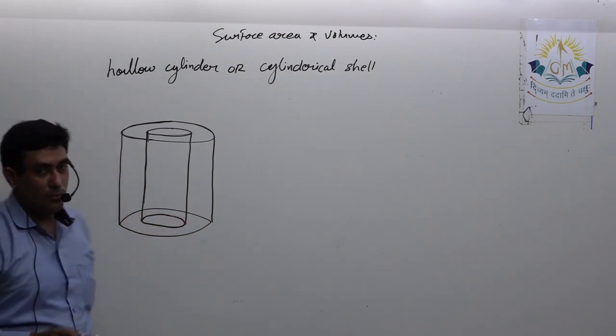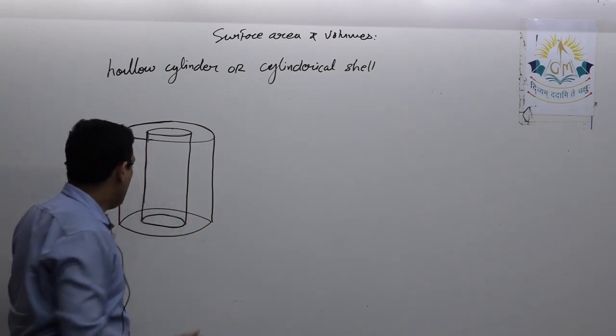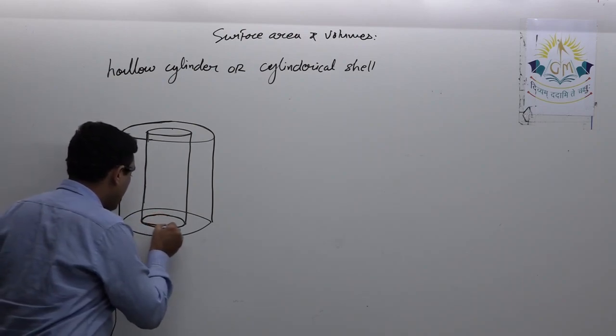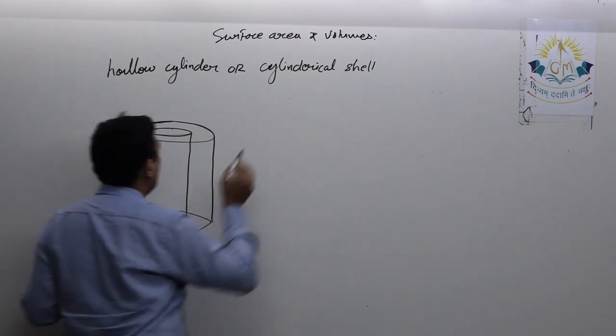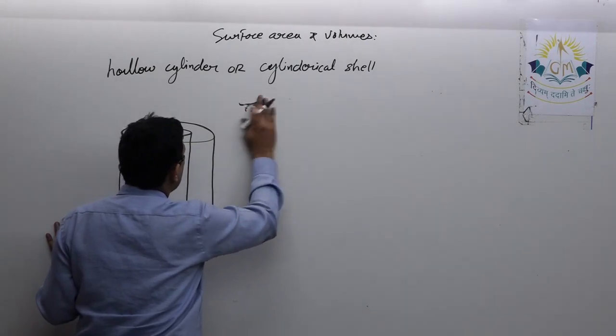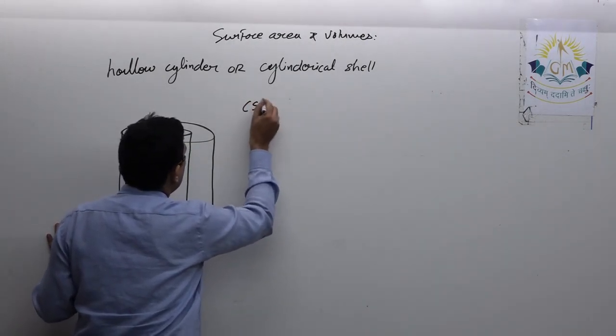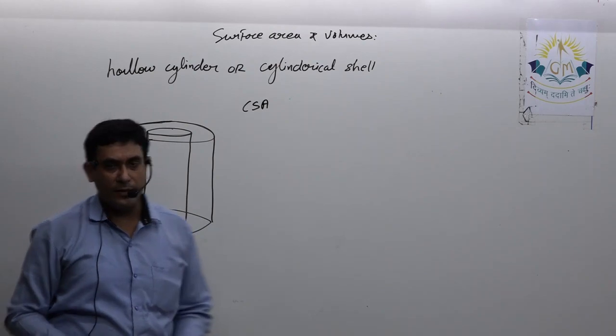Okay, so that means it is hollow. Now we have to find its total surface area, its curved surface area, and its volume. So first we will see its curved surface area, CSA. Now its curved surface area.